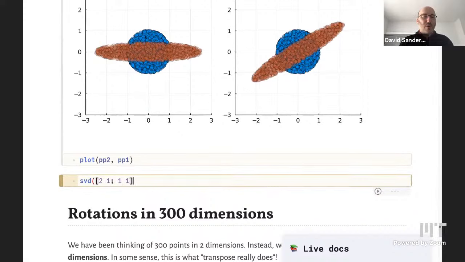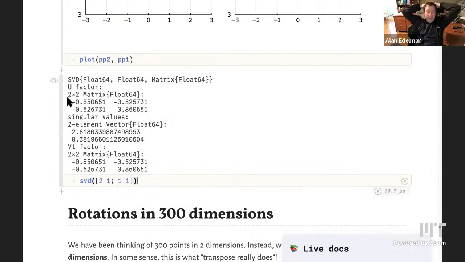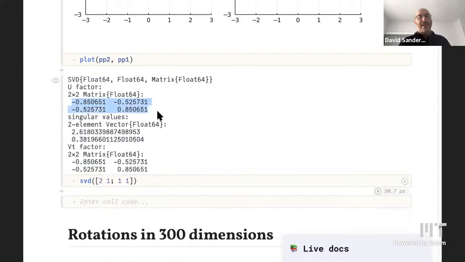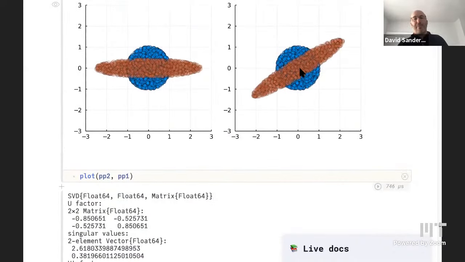So I've got my matrix 2, 1, 1, 1, and I'm taking the SVD of it. What it returns are 3 things: the U factor, which is this 2 by 2 matrix, a vector of 2 singular values, just positive numbers, and this other matrix here. In this particular case, I chose a symmetric matrix. Maybe that wasn't the best idea. We can also choose a non-symmetric matrix. The columns of this U matrix are pointing in the directions of the maximum and minimum stretching factors.